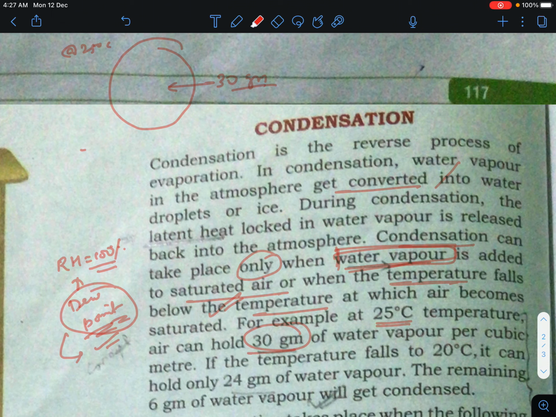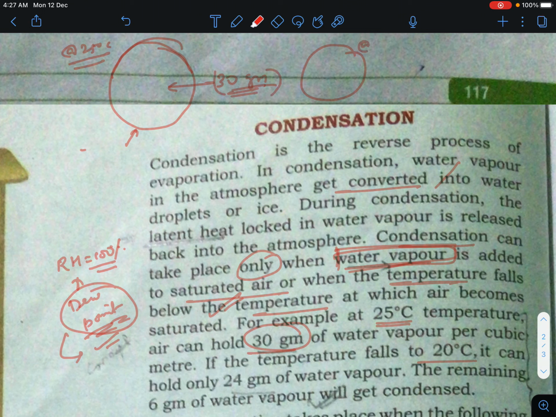Okay. Now, the temperature there is going to fall. At 25 degrees Celsius, the intermolecular space between the molecules is more, so the volume we are talking about is big. In this case, the air holds 30 gram of water.